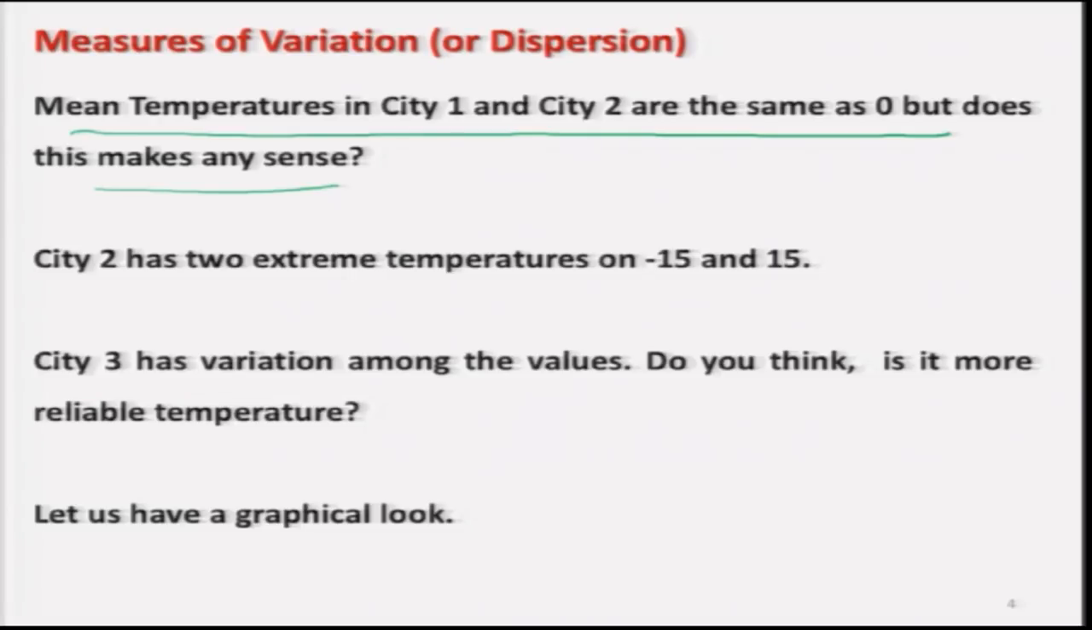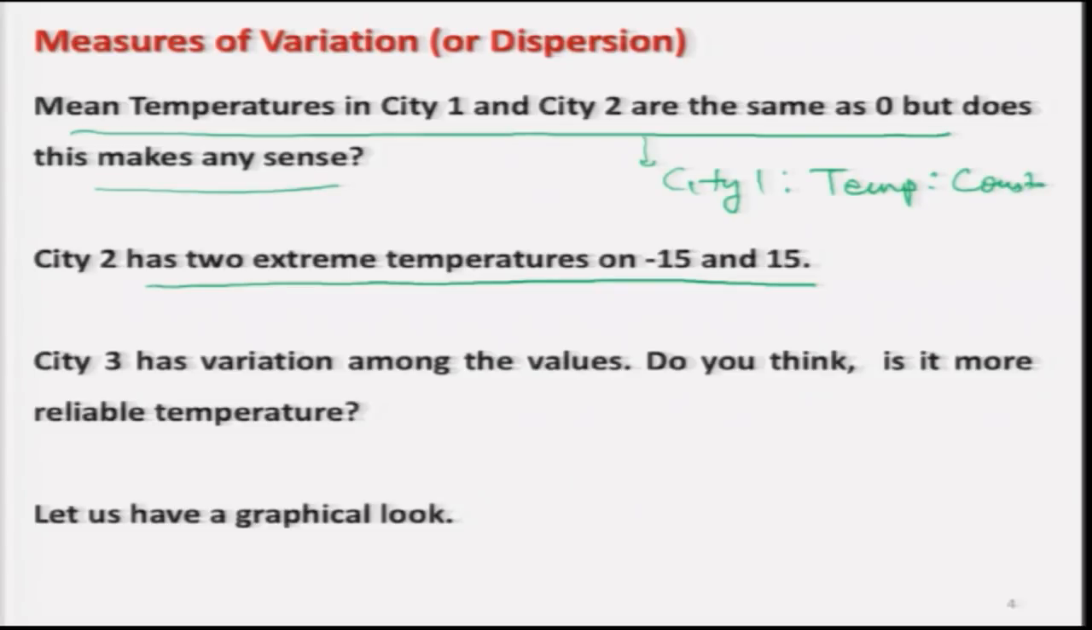Why not? Because city 2 has a peculiar characteristic that it has the temperature at two extremes, minus 15 degrees centigrade and 15 degrees centigrade. Whereas in city 1, the temperature is actually constant. It is always 0. Whereas in city 2, yes, there is some variation in the data. Now, if you look into the data of city 3, this also has some variation in the data.